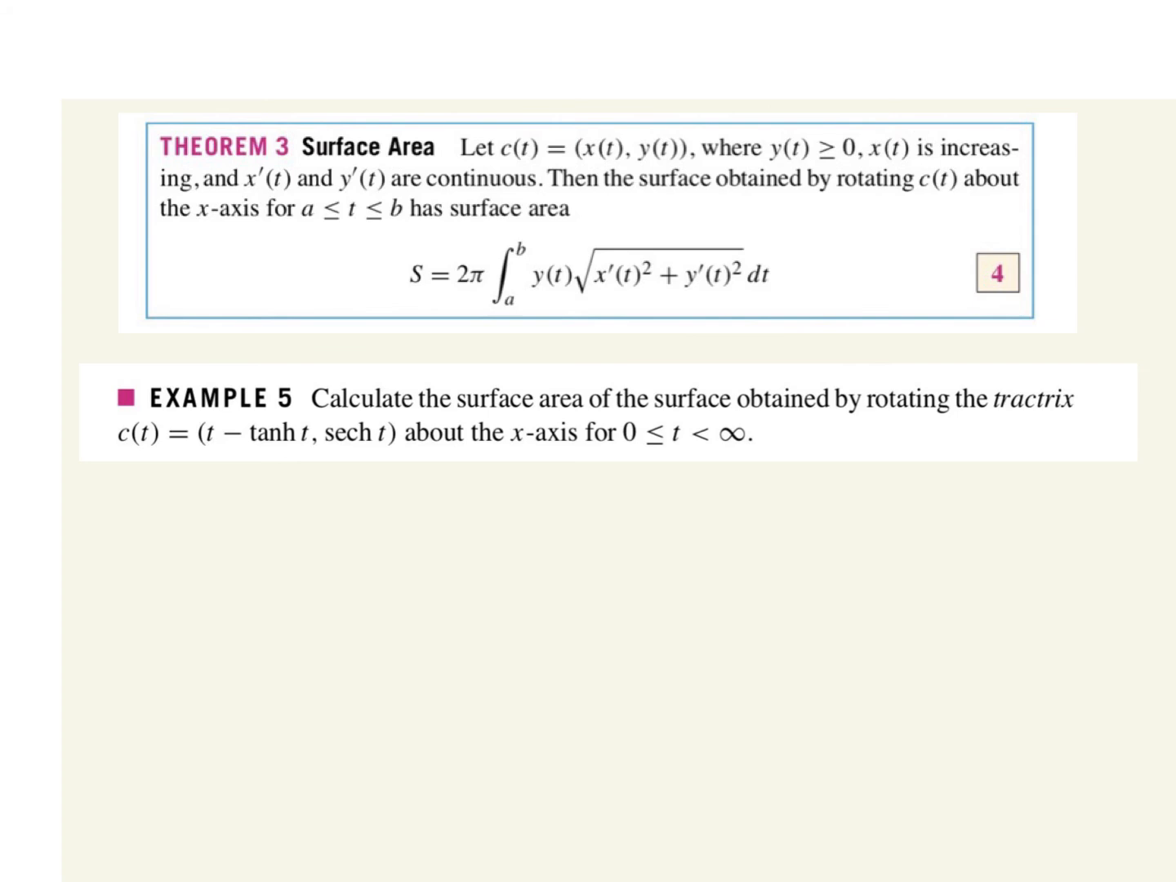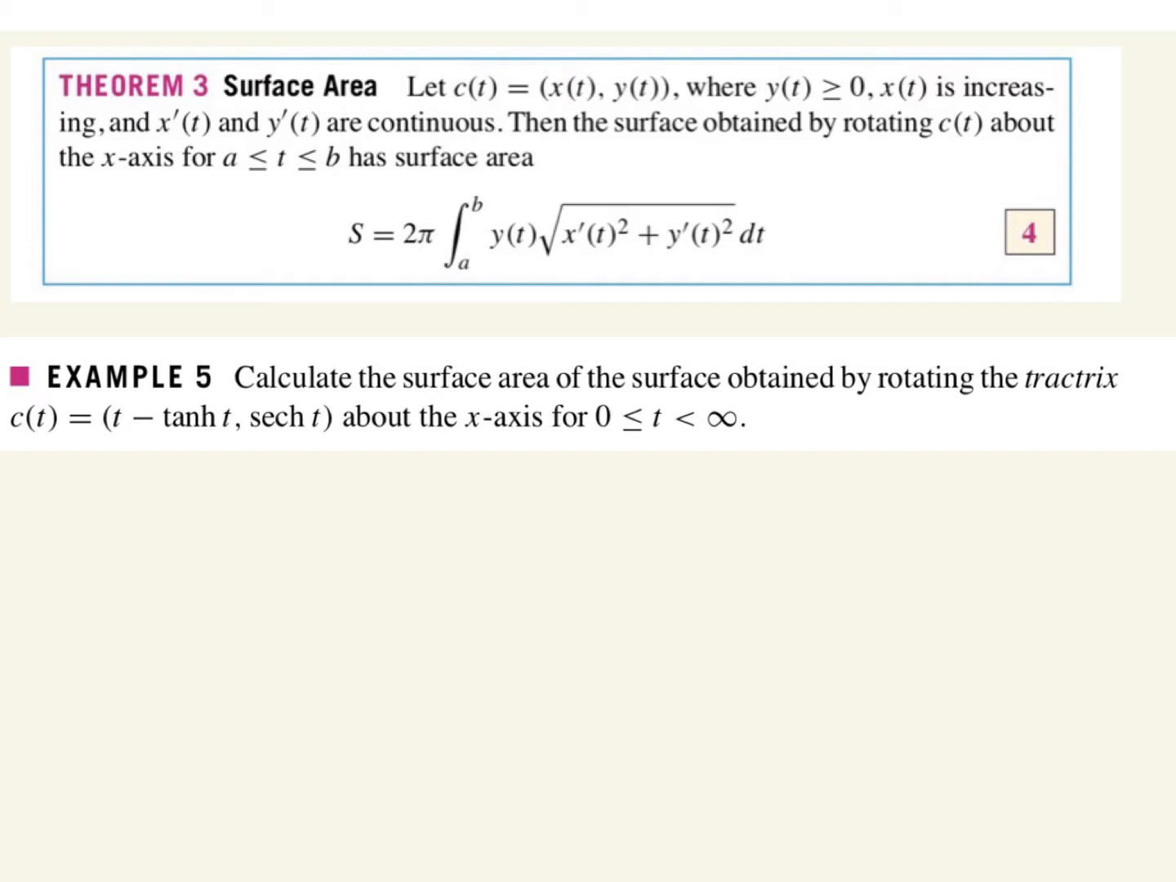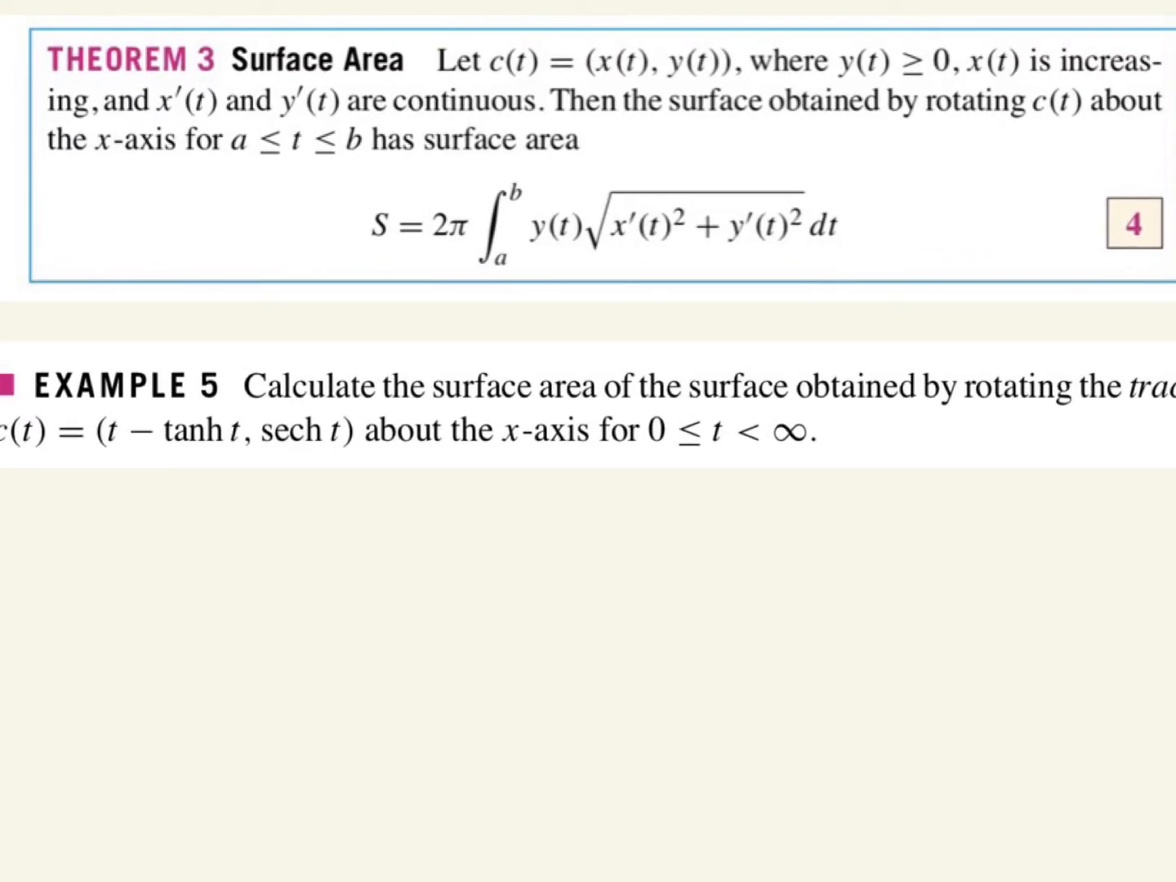So then the surface obtained by rotating it has this surface area: 2 pi times the integral from a to b of y of t times the square root of x prime squared plus y prime squared. So in my head, I said, well, I've got the height, the y of t. I've got that arc length, and then I've got that 2 pi. Right, so it all makes sense. So yes, it's another thing you have to memorize, but conceptually, it's not so bad to recall.